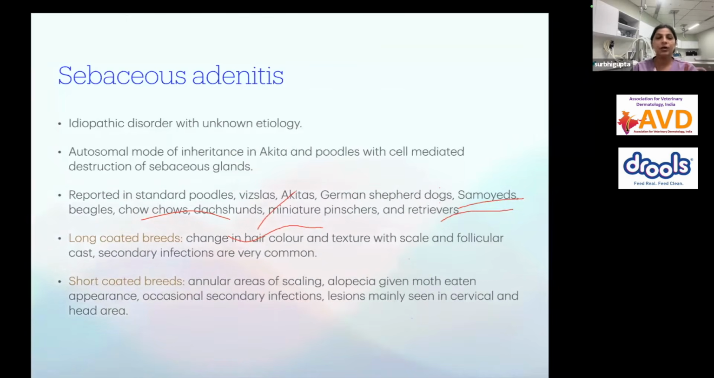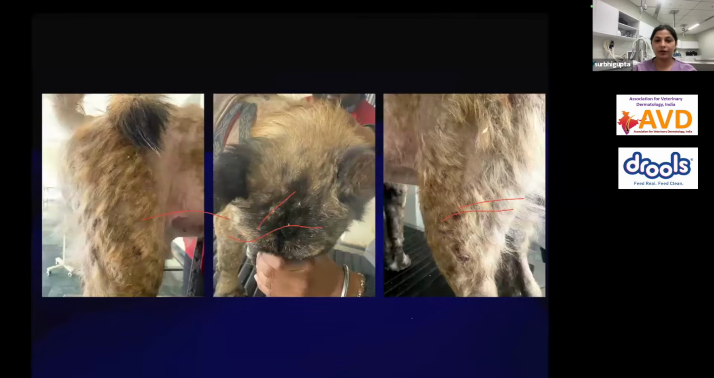And the presentation in long coated breeds and short coated breeds is completely different. In long coated breeds, it is mainly a follicular cast. You will see a secondary infection, alopecia, and proper scale formation. In short coated breeds, it forms a proper moth eaten appearance that you generally see in case of pyodermas. So that often gets misdiagnosed, but yeah, biopsy helps you a lot in diagnosis of that.